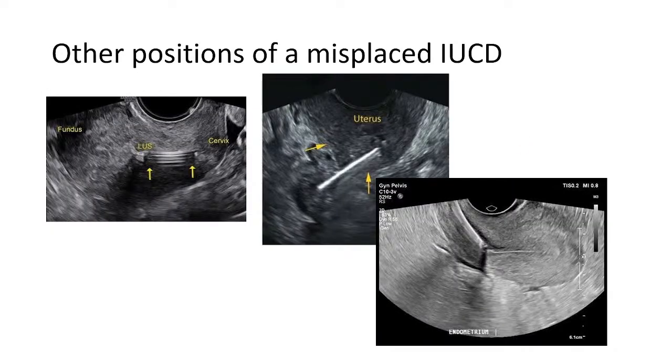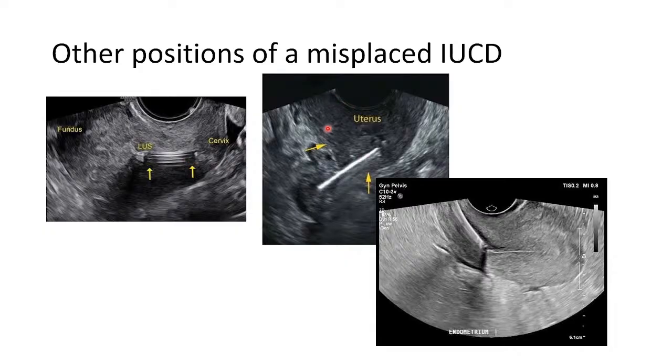So now, these are the other positions or extra images for you to use for learning purposes, so that you can actually visualize or see the IUCDs in different positions. So here you can see your IUCD with some of the reverberation artifacts there. You can see it's in the cervix. The fundus is here. So this one is a malpositioned IUCD located in the cervix.